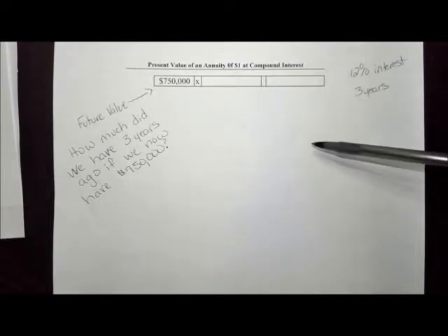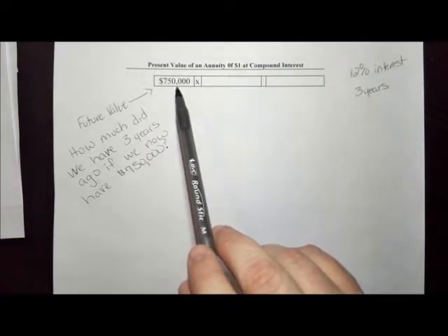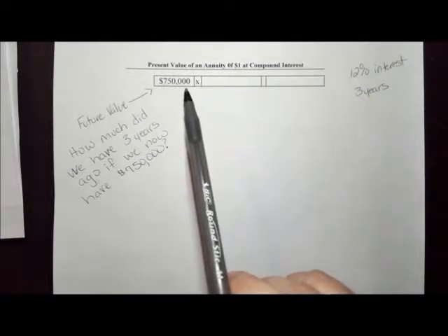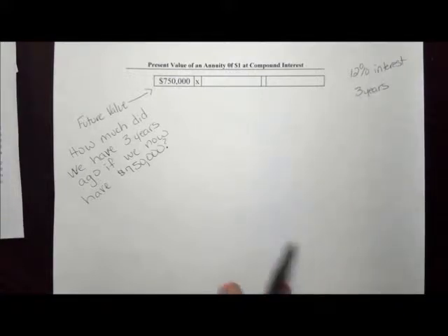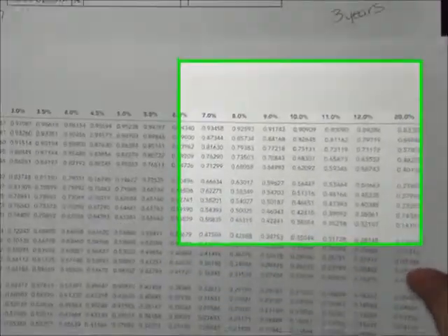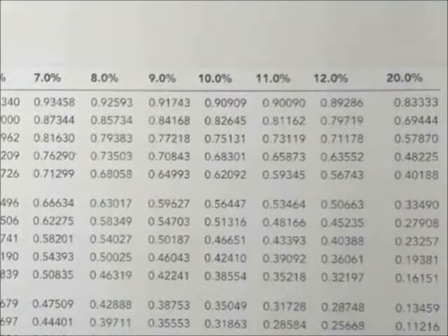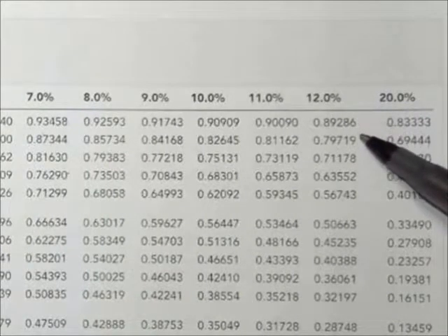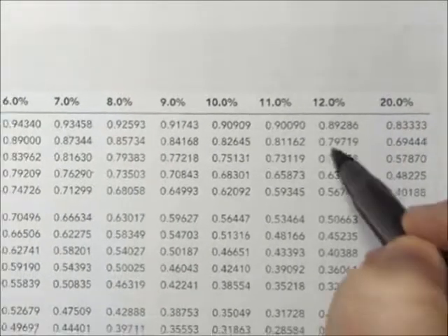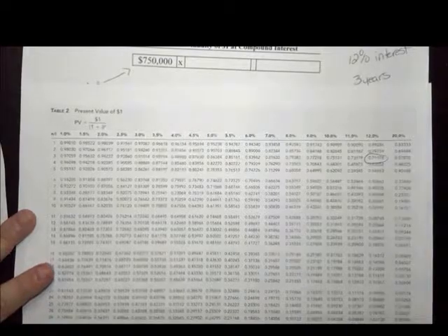Let's look at another way of determining present value. Currently, what we have is the future value shown, $750,000. And I want to know how much $750,000 was worth 3 years ago if a 12% interest rate was being applied. So we're going to look at the present value of $1 table. We're going to look at the 12% column, because that's what our interest rate is, 12%. And then we're going to go down 3 years. So 1, 2, 3.